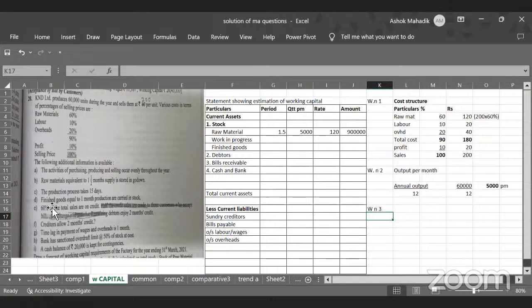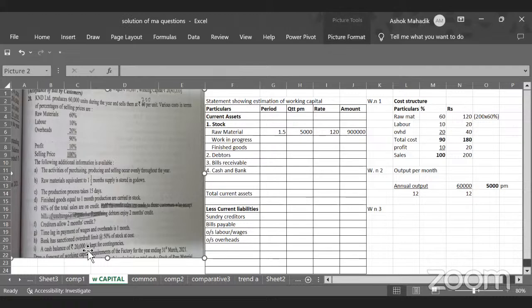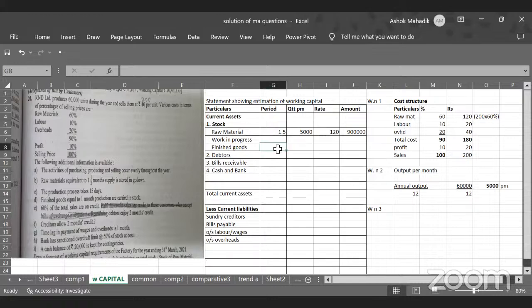Now read D. What it says: finished goods equal to 1 month's production are carried in stock. It means we are keeping a stock of finished goods worth 1 month's sale. 1 month's stock we are maintaining in our godown. So against finished goods, what period will you write? 1 month, right?